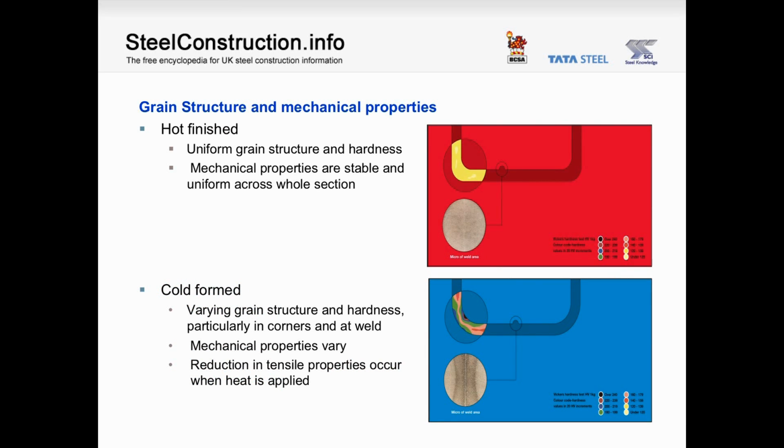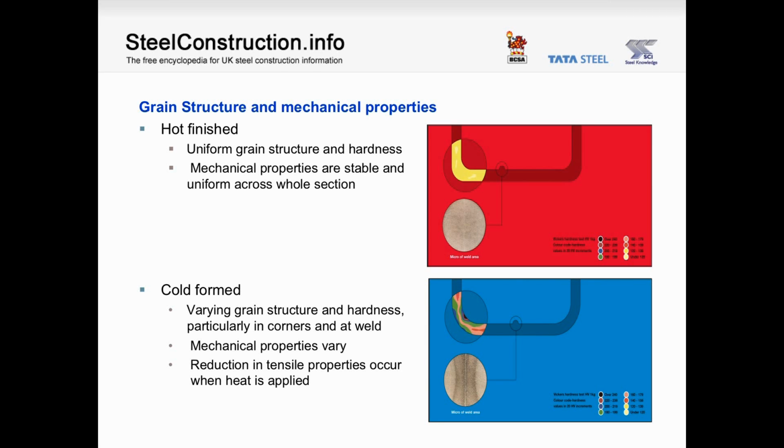Let's now take a look under the microscope. Are there any differences here? And of course the answer is yes. The hot finished hollow section has uniform grain structure and uniform mechanical properties wherever you go. Why? Because the final shaping was done at normalizing temperature.